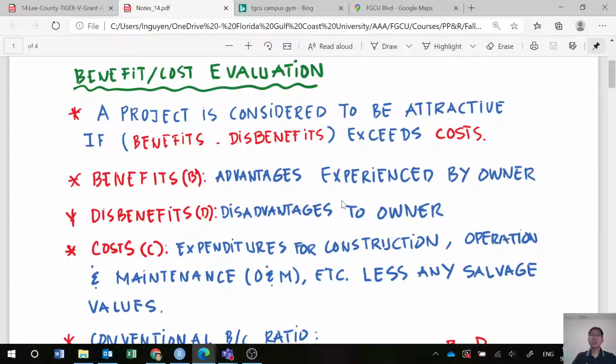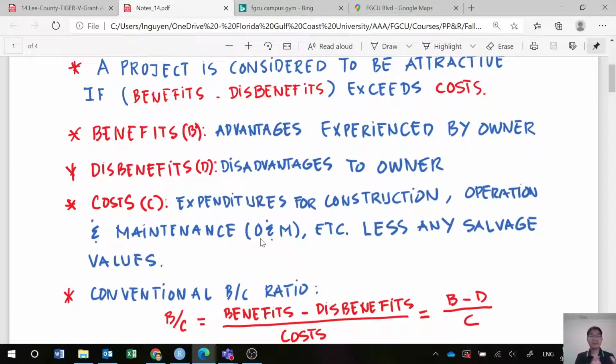And then we have the cost. So this is different from the benefit, as you can see there. The cost is any expenditure for construction, operation and maintenance, which we call O&M, etc., less any salvage value. You already know what salvage value is: the money we recover at the end of the life of the project. Initial construction, in that example, is the cost to build a road. For operation and maintenance, you have to resurface the road every several years, and you have maintenance, etc. That is the operation and maintenance cost.